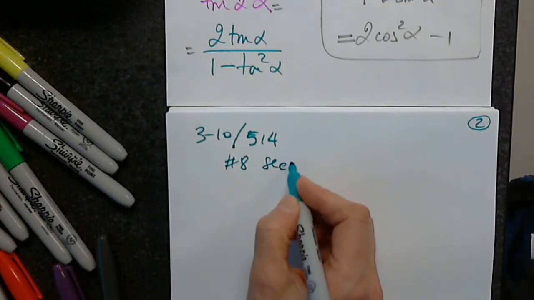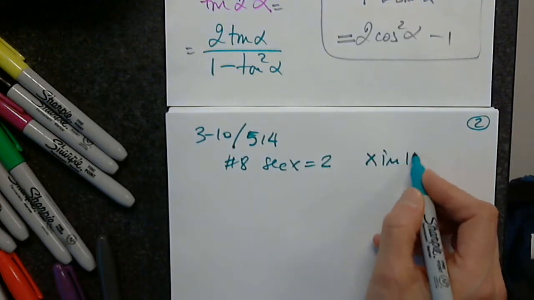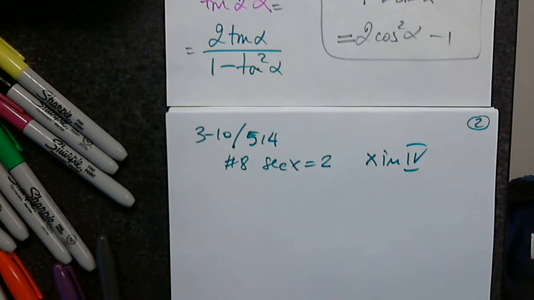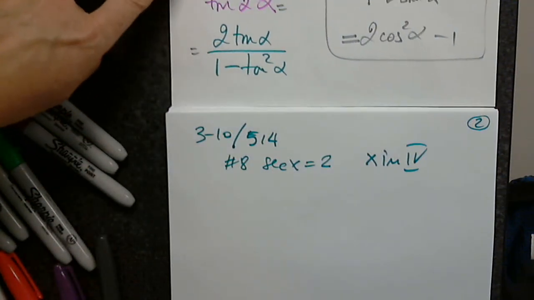We have secant x equals 2. We are told x is in the 4th quadrant. And let's see what they want. They want us to find sine twice x, cosine twice x, and tangent twice x. After we solve this problem, I would like to go back to these formulas because I want to draw your attention to something.